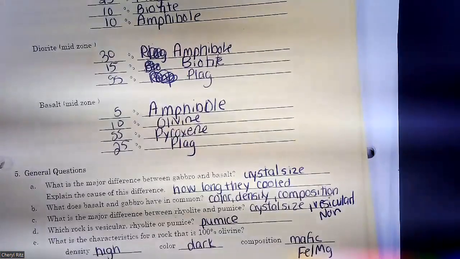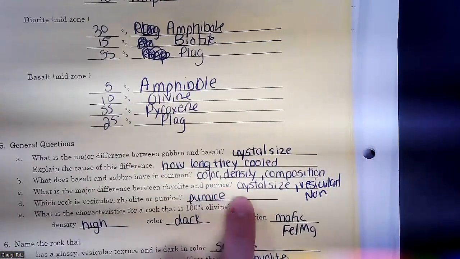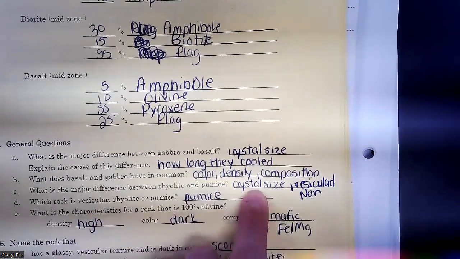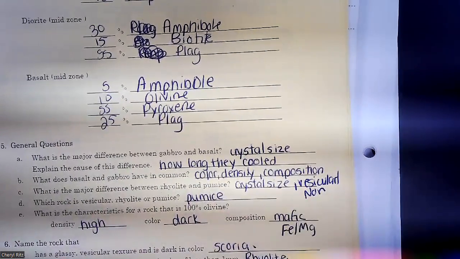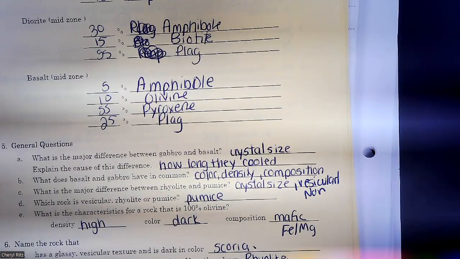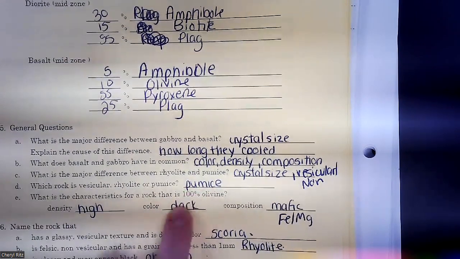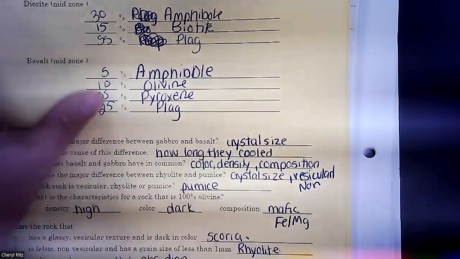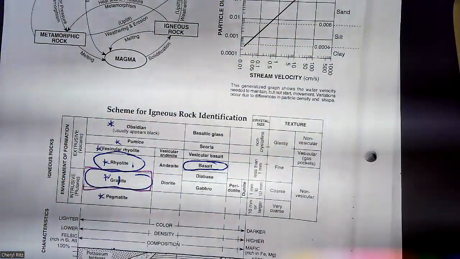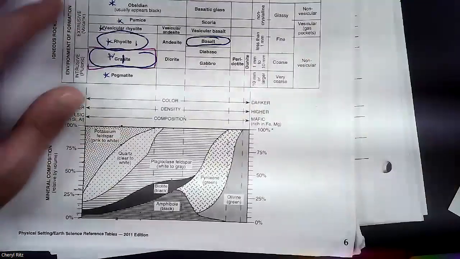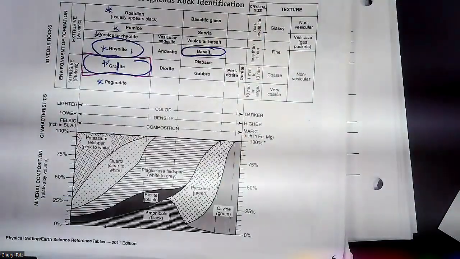Then moving on, crystal size is a similarity between rhyolite and pumice. Oh, I'm sorry, that's a difference. Also, pumice is vesicular, rhyolite's non-vesicular. And then going on, which one is vesicular? That's pumice. The rock that's 100% olivine. Did you guys find which rock was 100% olivine? What's the name of the rock that's 100% olivine?